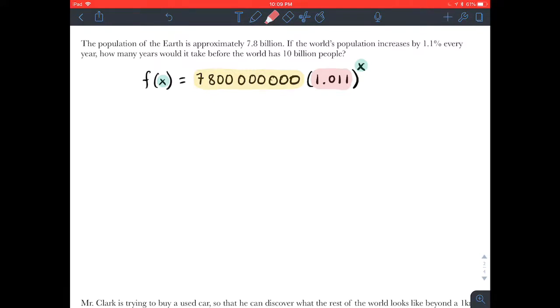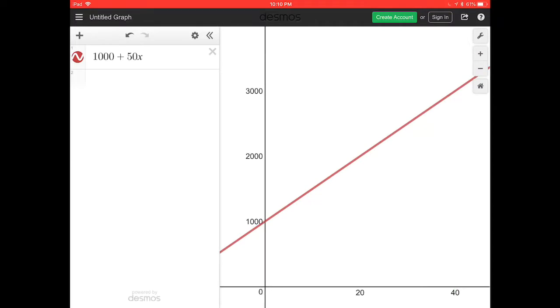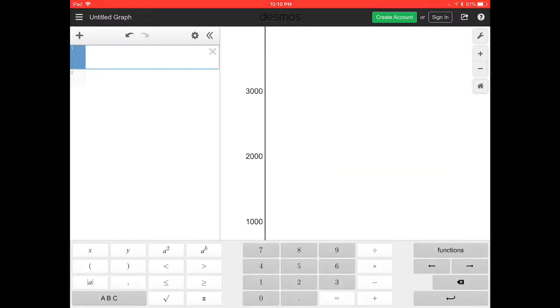So the question is, how many years would it take before the world has 10 billion people? So essentially, we're trying to solve the equation f of x equals 10 billion, and we want to find x. In a future chapter, we'll learn how to do that mathematically. For now, we'll use a graph to find out. F of x equals 7.8 billion times 1.011 to the power of x.